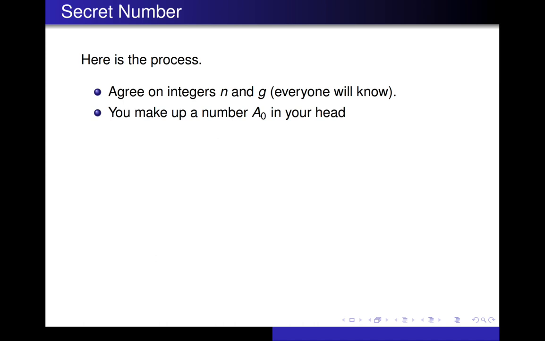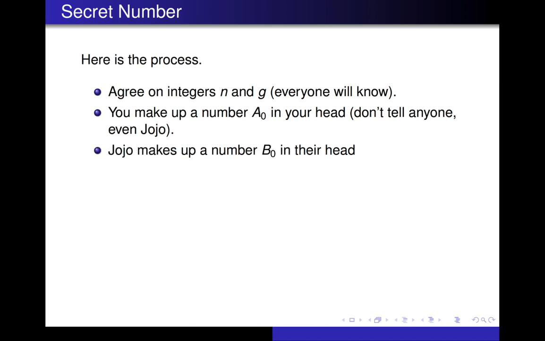Now what you're going to do is make up some number, an integer, a0, in your head. You're not going to tell anybody about that, even Jojo, because remember, anything you tell Jojo, somebody else is going to hear, and then everybody will know. Jojo's going to do the same thing. They're going to make up a number, b0, in their head, and again, they're not going to tell anybody. They're going to keep a secret from everyone.